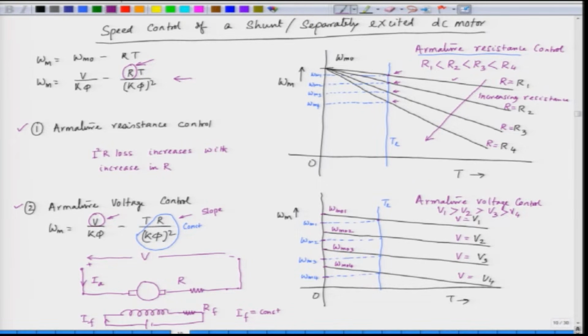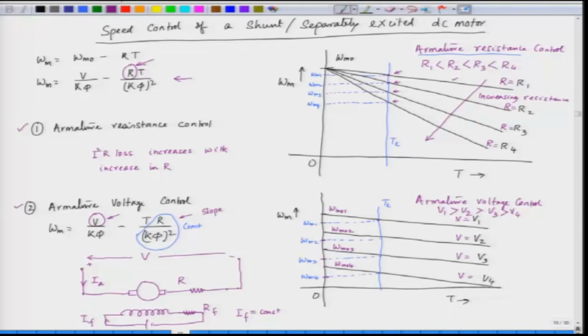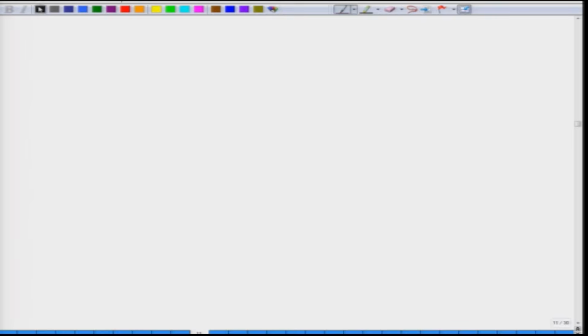Now, in this case we do not vary the resistance, the armature resistance is at the minimum value. So, this is more efficient than armature resistance control. But however, to vary the voltage V, we must have a variable DC voltage source. That we will see a little later. Now, what if we vary the field flux phi here? So, the third method is the field control.